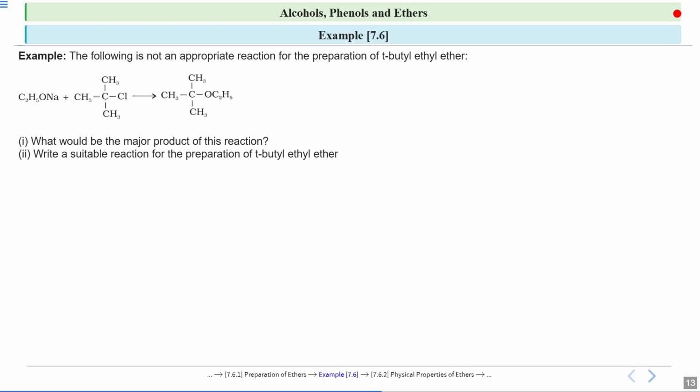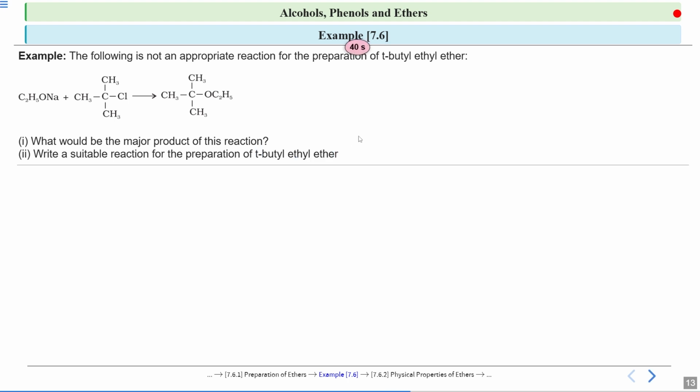Now let us solve one example, that is 7.6. The question is saying that the following is not an appropriate reaction for the preparation of tertiary butyl ethyl ether. So now they have to prepare tertiary butyl ethyl ether, and it is saying that this is not an appropriate reaction for this preparation. So it is asking what will be the major product of this reaction, and you have to write a suitable reaction for the preparation of this compound.